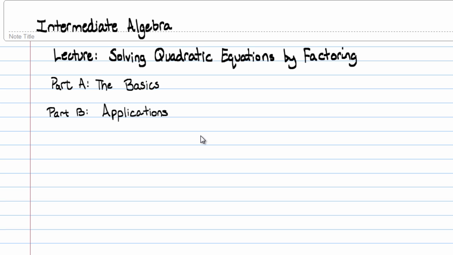The first thing we're going to do, this lecture is going to be split into two videos. One's going to just cover the basics, how to solve a quadratic equation using factoring. And then the second part of the video is going to be focused on the more advanced stuff, the applications, that type of thing.